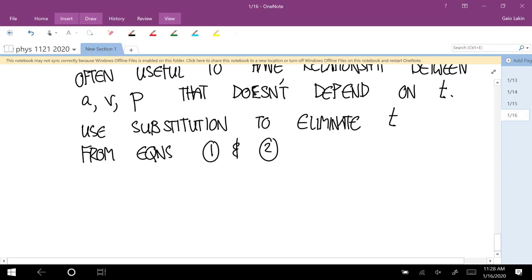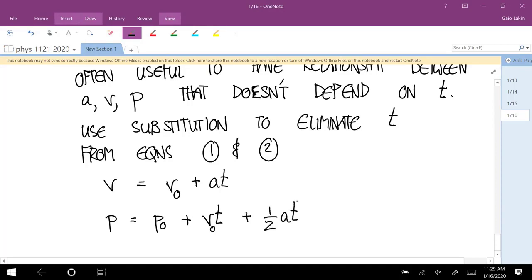Okay, so our two equations that we're going to start with are V is equal to V0 plus AT, and P is equal to P0 plus V0t, sorry, plus 1/2 a t squared.